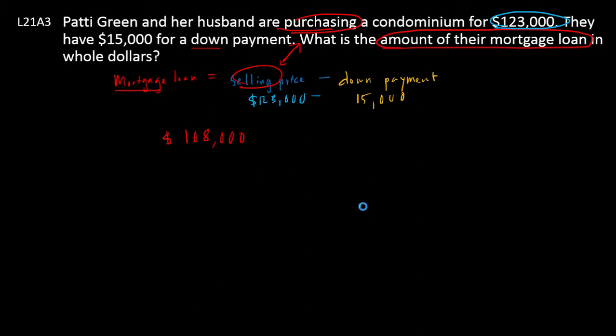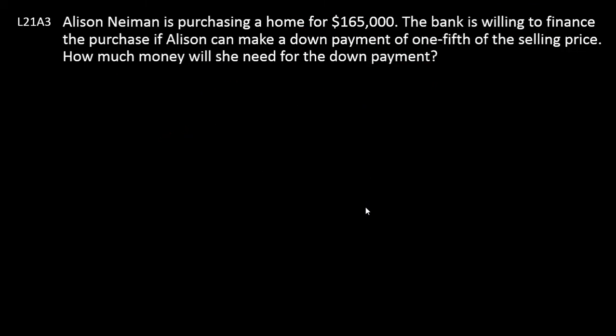Let's look at one more example. Allison Neiman is purchasing a home for $165,000. The bank is willing to finance the purchase if Allison can make a down payment of 1/5 of the selling price. How much money will she need for the down payment? Okay, so in this case, once again, let's start by asking, what is the question asking me to solve for? Well, it's asking me to solve for down payment.